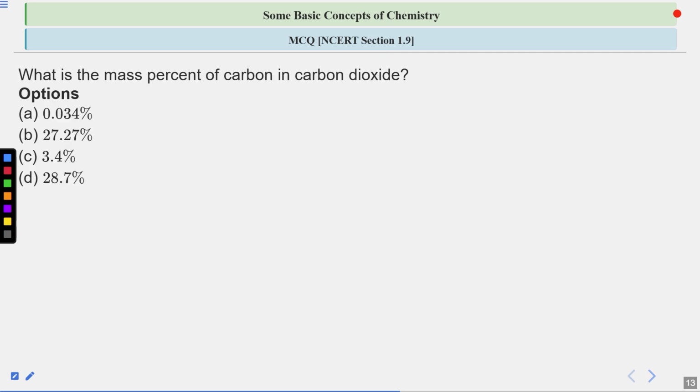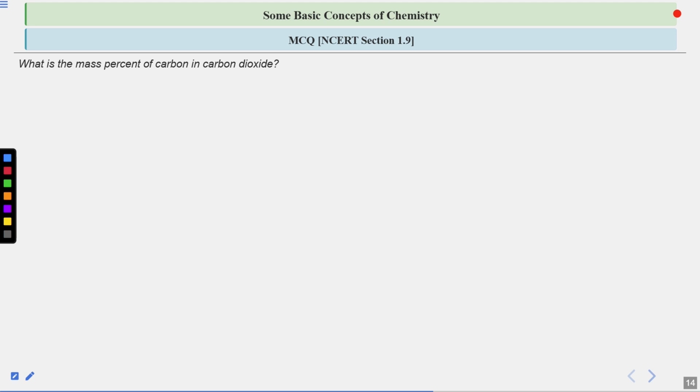So here's a question. We have to calculate the mass percent. Your time to solve this question starts now. I guess it's a very easy one. I would expect answers in the comment section. What you have to do in it is simply calculate the mass percent of carbon in carbon dioxide, whose formula is CO2. The correct answer will be D, 27.27%.